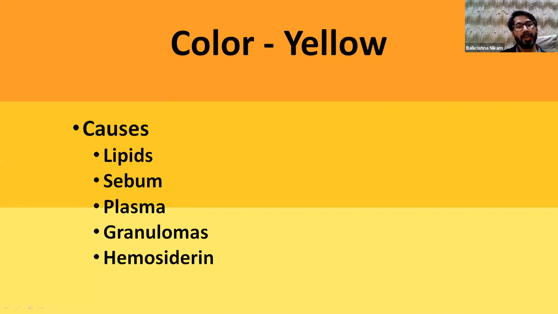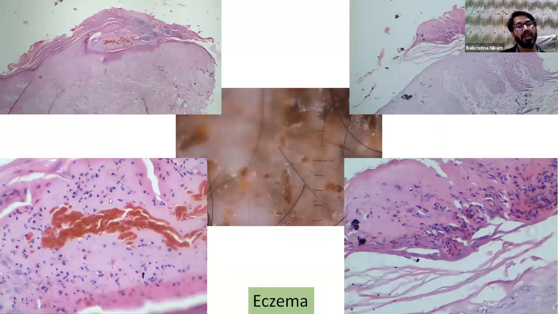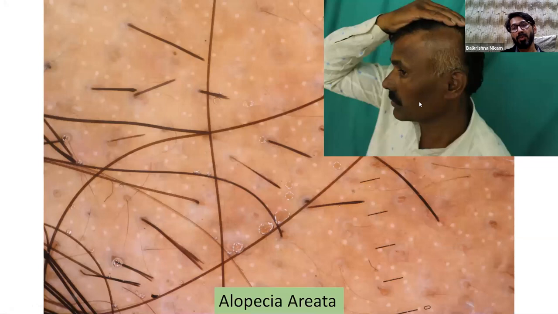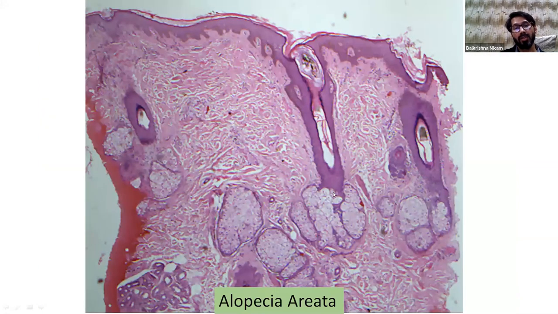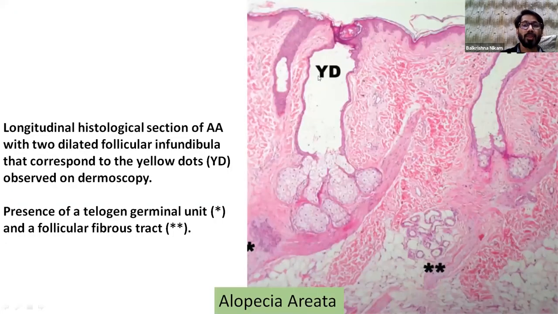So it has been already discussed well by Keshav sir, the yellow color is seen more with eczema, and it is correlated with the plasma as well as blood collection in the stratum corneum, which gives you a yellow-brown color or hemosiderin color. And just to know that in trichoscopy, you see yellow, white, and black dots. The yellow dots are not seen very clearly in the Indian population, but they are related to the typical collection of sebum in the dilated follicular infundibula.